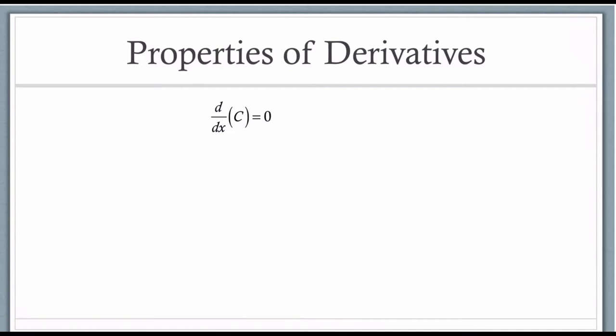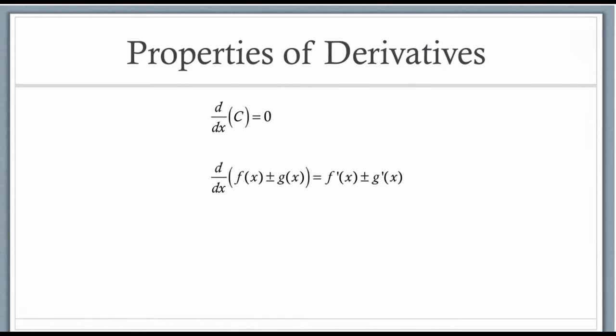Because think about what the derivative represents. It represents the slope of the tangent line for that function at a point. Well, if I have a constant as my function, that means that I have a horizontal line. Well, the tangent to any horizontal line is going to have a 0 slope. So that's why having the derivative of a constant equal 0 should make sense if we think about it as the slope of the tangent line.